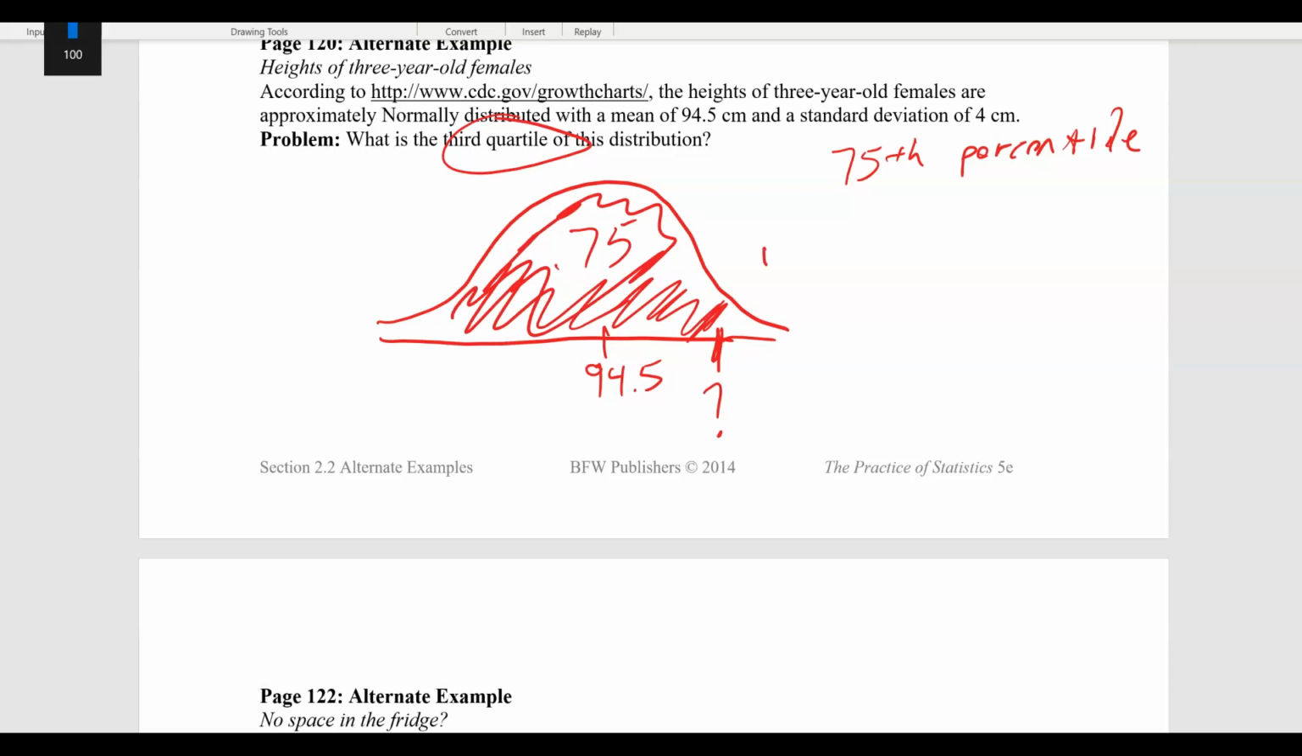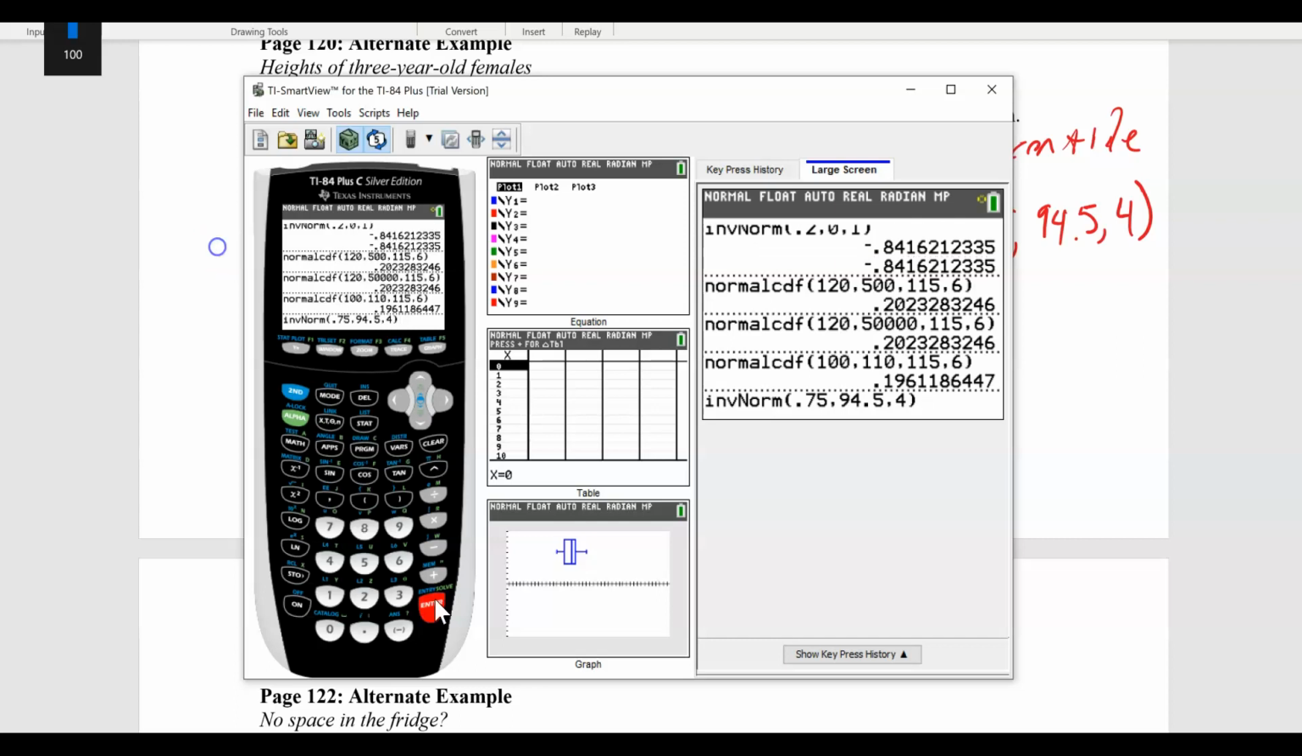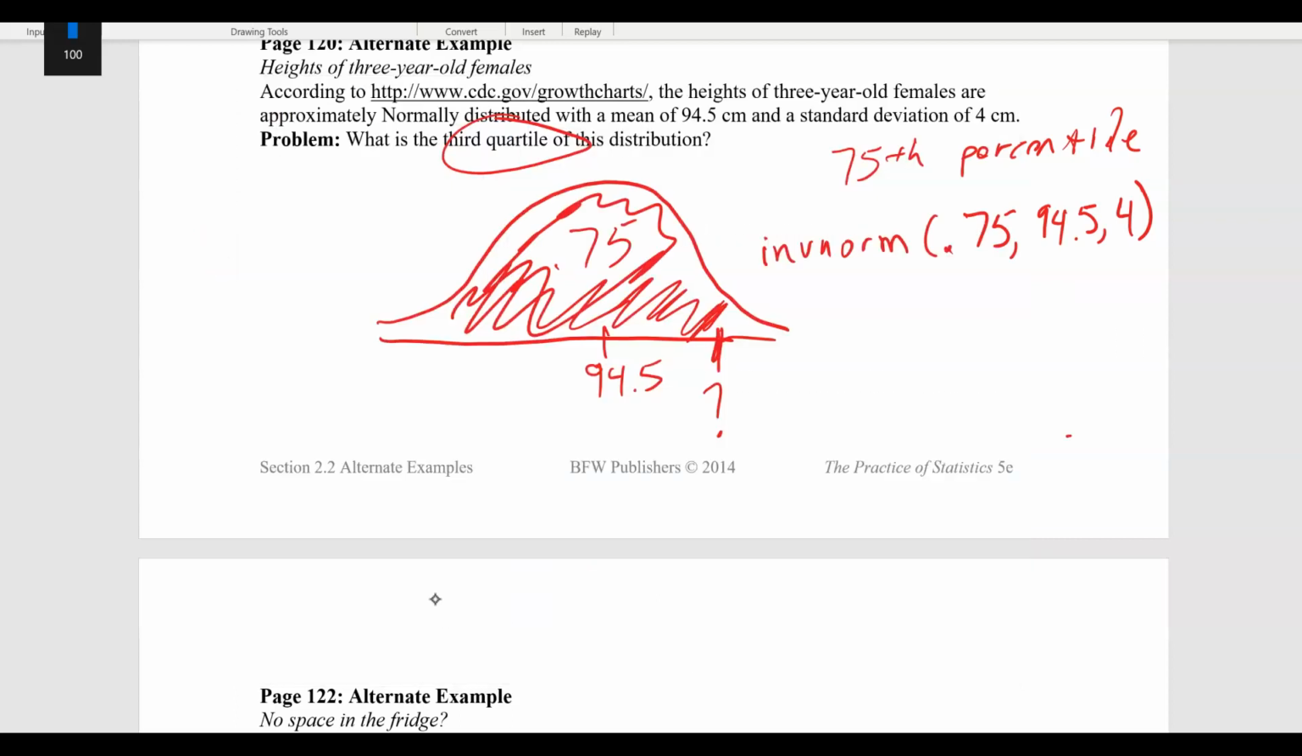So this is an inverse norm question. So we would inverse norm 0.75. Remember, it has to be area to the left. And then we just tell the calculator our mean is 94.5 and our standard deviation is 4. Okay, and then we can paste 97.2. And we want to include units there, so we keep that in context. 97.2 centimeters would be good.